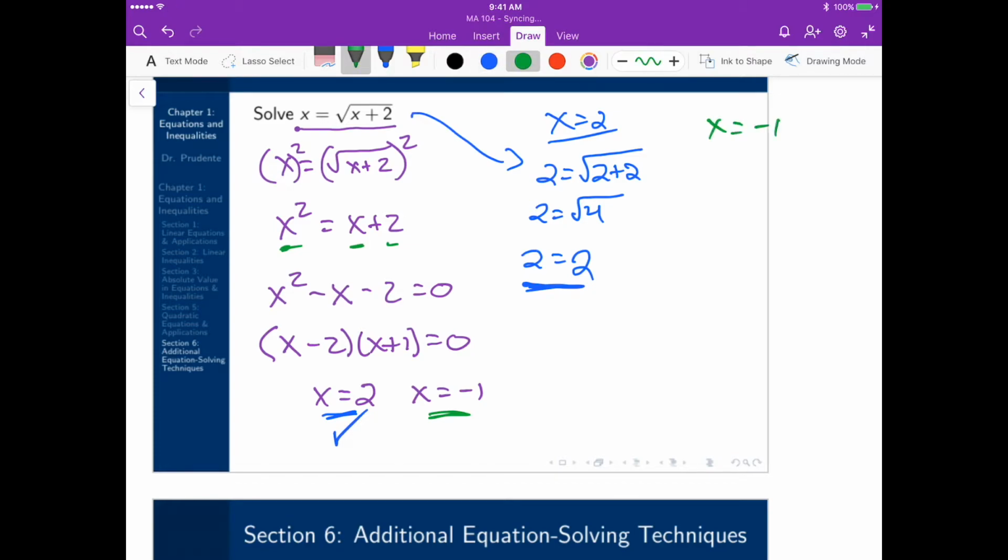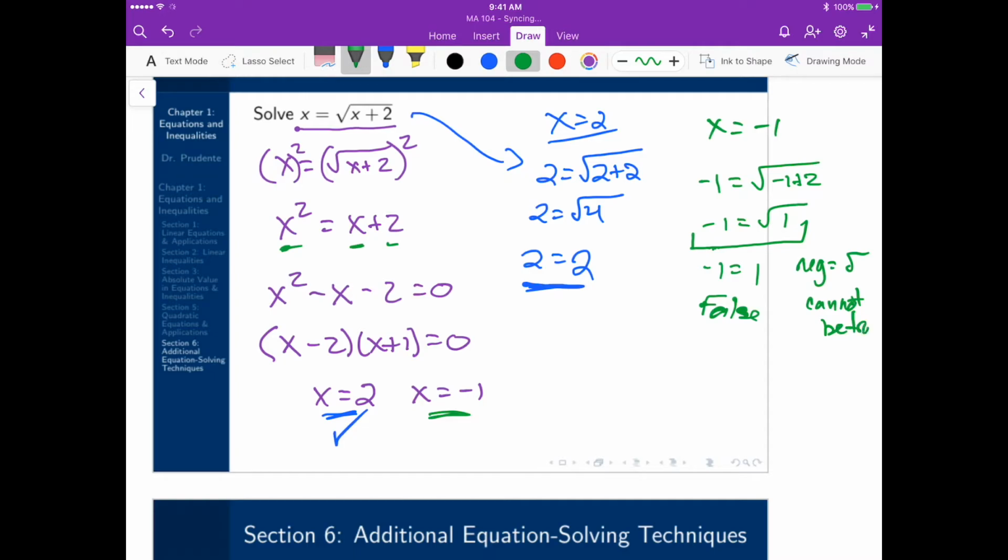Let's look at the x equals negative 1 case. Negative 1 is equal to the square root of negative 1 plus 2. Negative 1 is equal to the square root of 1. Negative 1 is equal to 1. This is what we'd call a false statement, something that's not true. Negative 1 is not equal to 1. We could also stop at this point because we have a negative number equaling a square root, which cannot be true. So we know this is not going to be a solution, and the only solution we're going to have is x equaling 2.